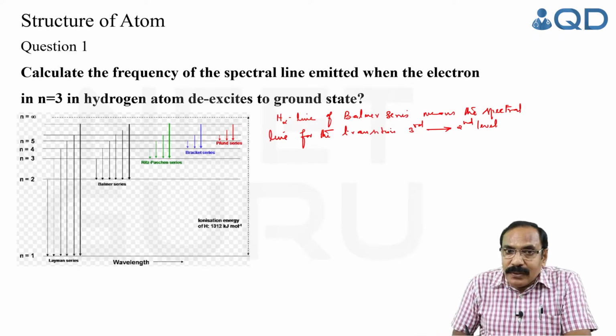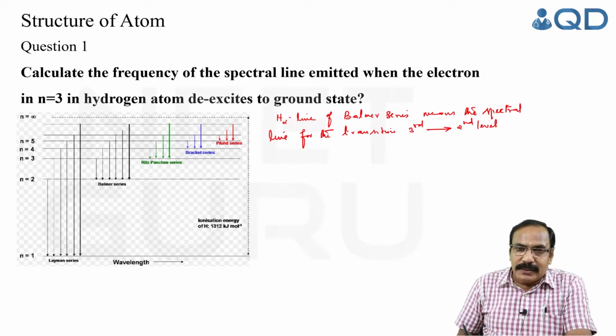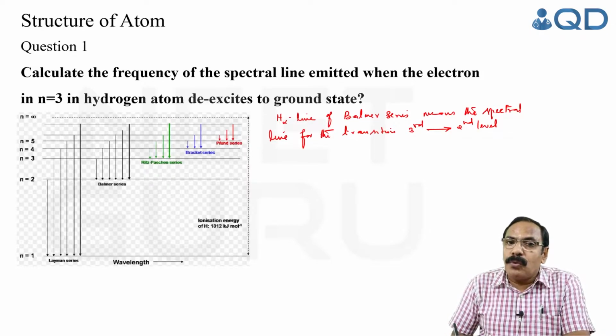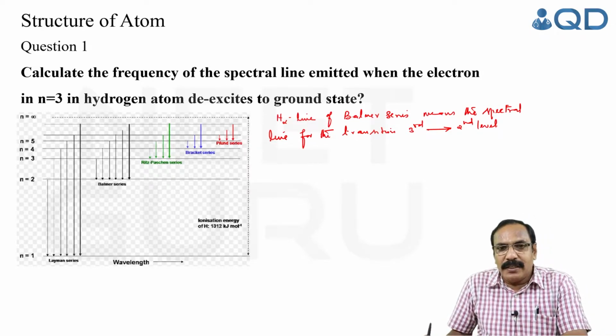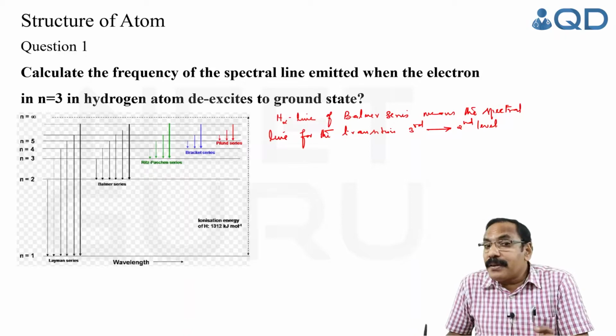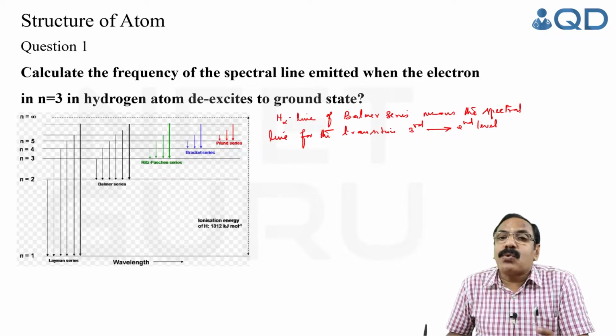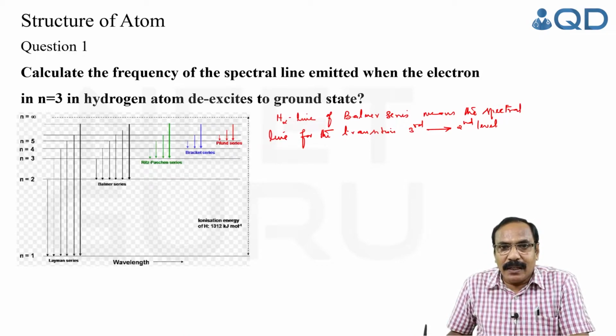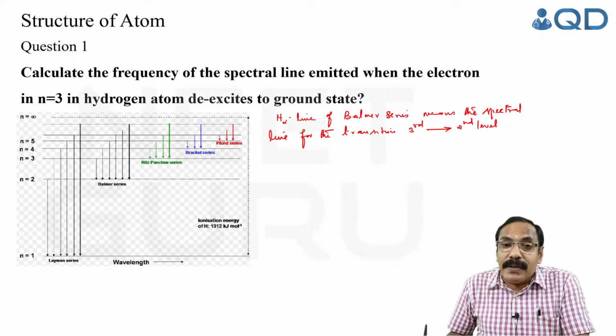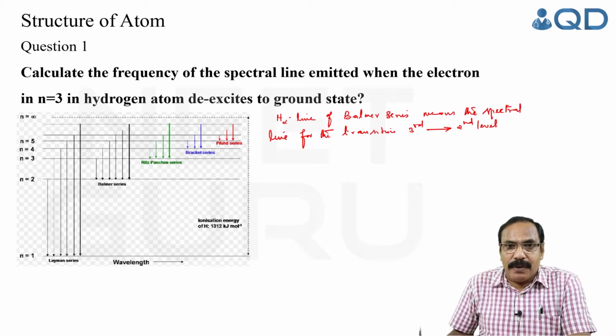Thus, we have the 5 series of lines, each corresponding to a definite transition. It shows what? The energy of an electron in an atom is quantized. An electron can have only definite values. An electron cannot have any arbitrary value.